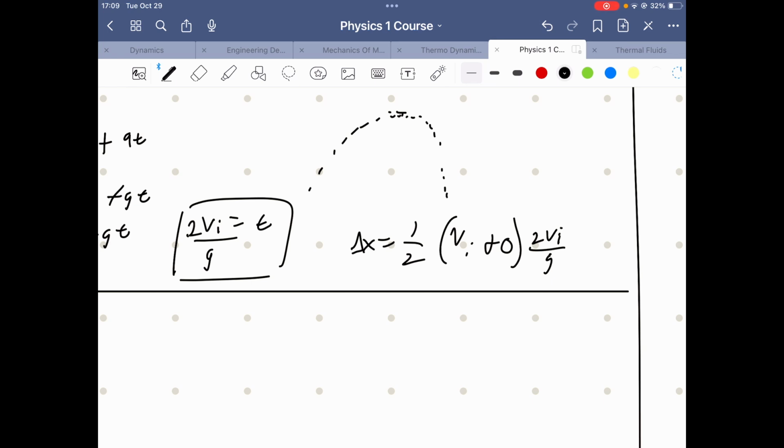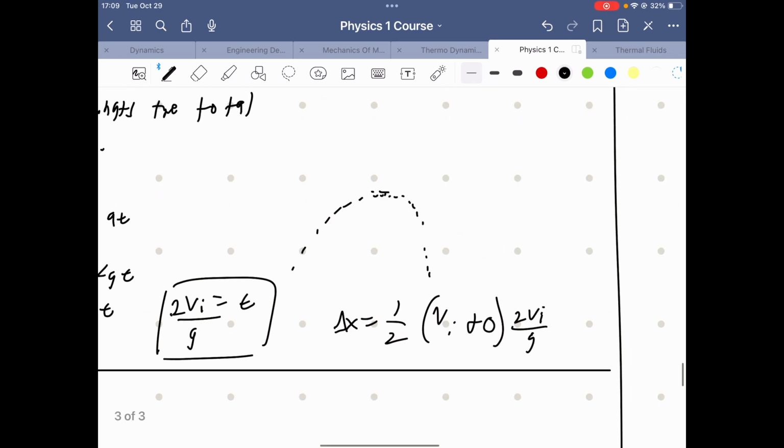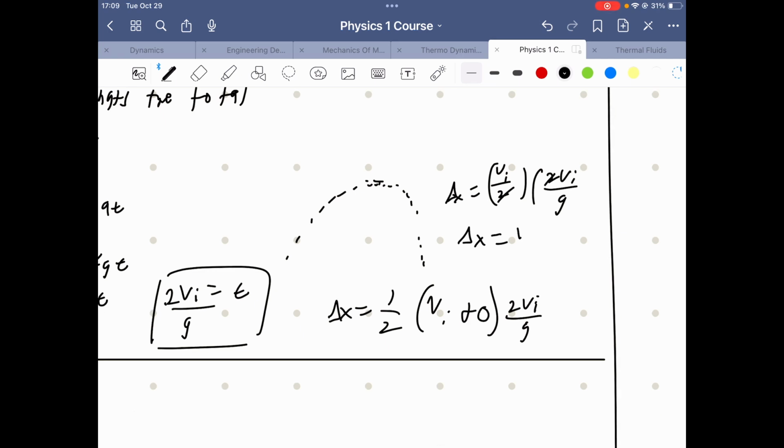So let's go ahead and distribute this all in. So we have delta x is equal to Vi over 2, multiplied by 2Vi over g. Our 2's would cancel. We have delta x is equal to Vi squared over g. And there's your final expression for the distance it would travel.